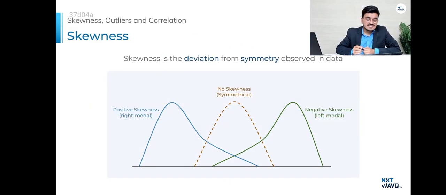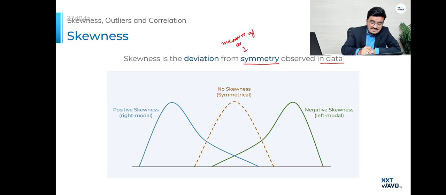Now let's first understand what skewness is. Skewness is the deviation from symmetry observed in data. Skewness represents the measure of asymmetry in our data. Now let's first see what symmetrical data would look like. Below we have given three different distributions. Let's say these are three different mountains. So this one is mountain 1, this is mountain 2, and this one is mountain 3.